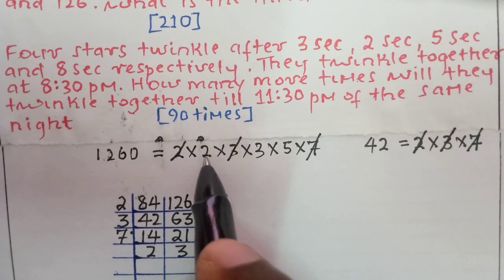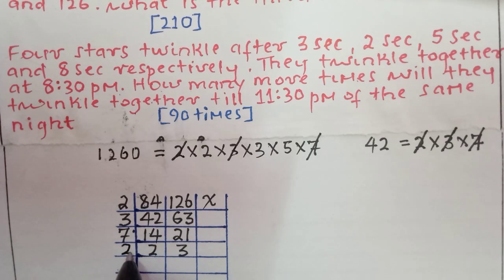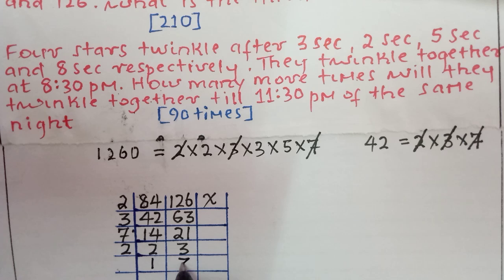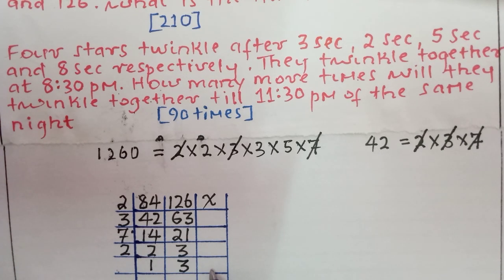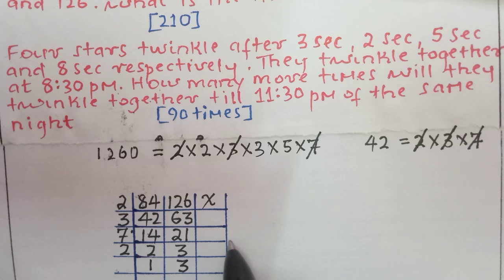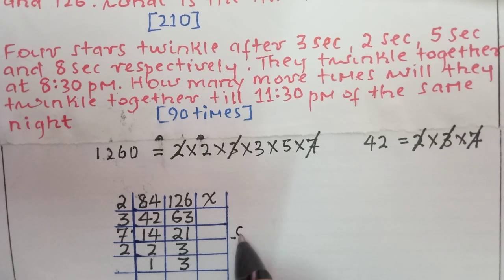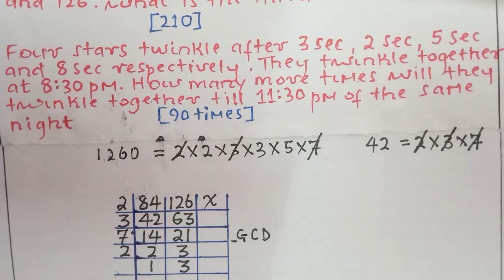For the LCM, we have 2 here, so we can use the 2. This one is going to be 1, and this one will remain 3. We note where the GCD has reached. Up to there we have the GCD. That's where the GCD has reached.